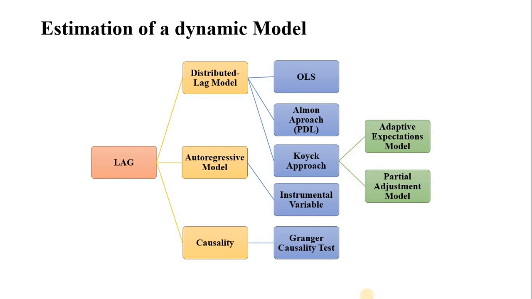There are two rationalizations of this Koyck model, where two different persons or models rationalized the Koyck procedure by giving it an economic theory or theoretical base. Such two models are the adaptive expectation model and the partial adjustment model. These are not two different methods, but methods that rationalize the Koyck procedure.